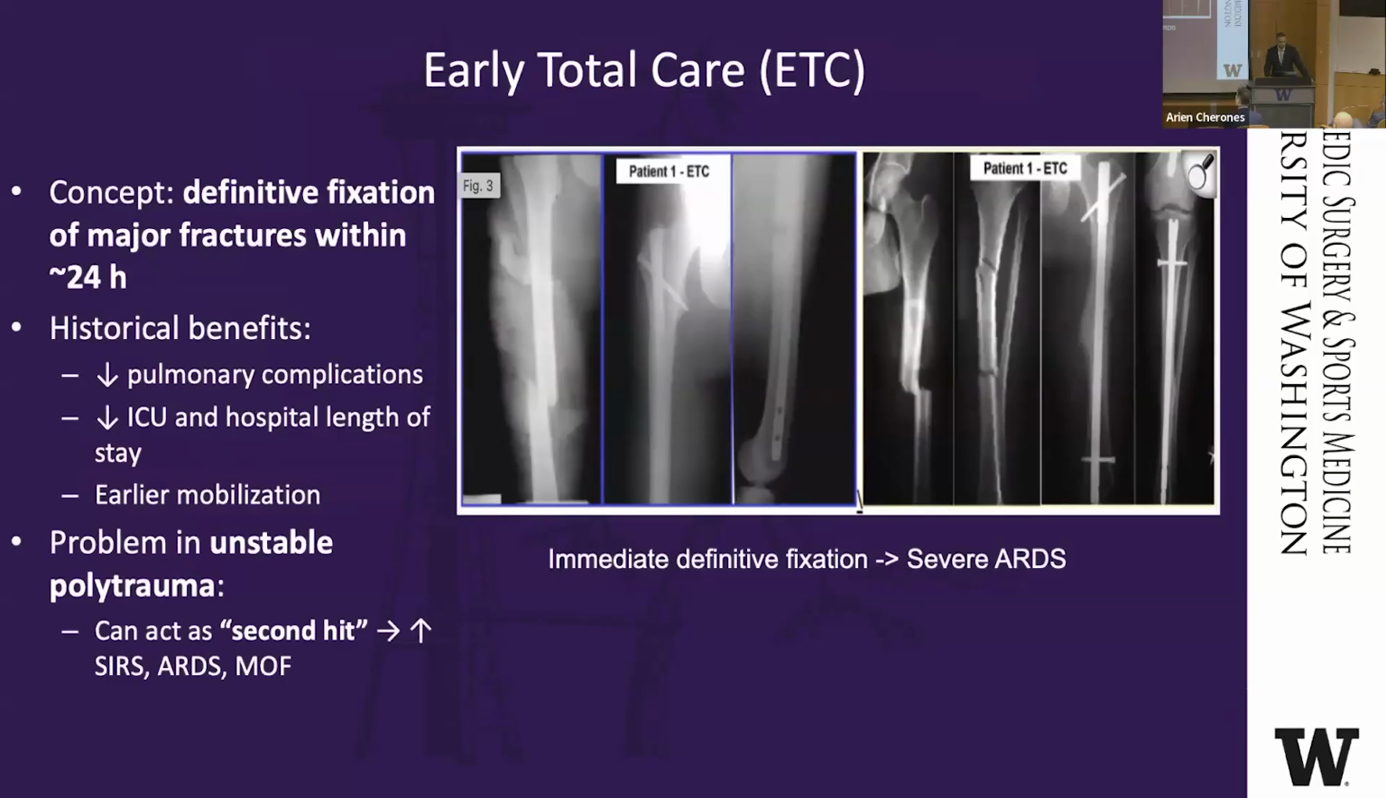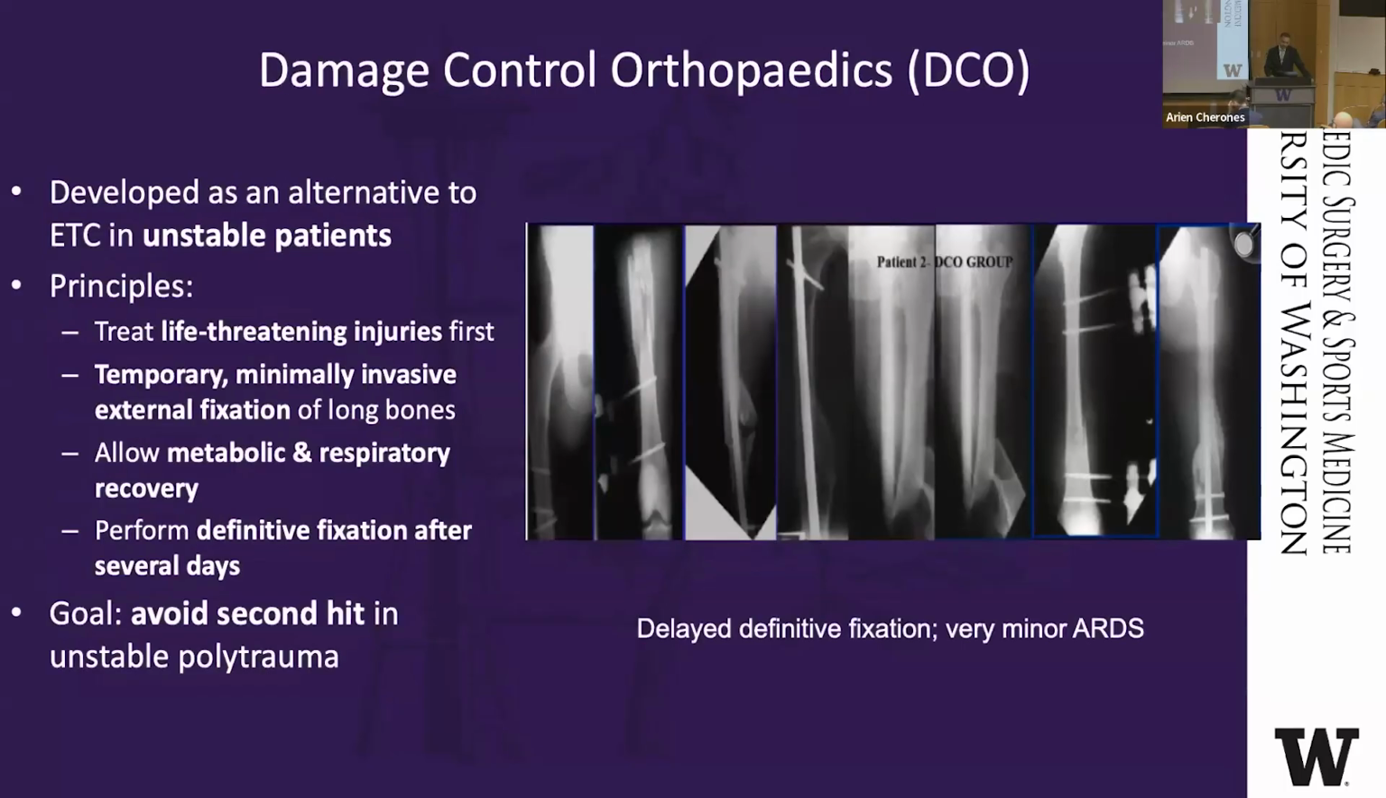So what's early total care? It's a concept of definitive fixation of any major polytraumatic injuries, typically long bone fractures, within 24 hours. Typically, if the patient's appropriate, this has led to decreased pulmonary complications and lower ICU and hospital length of stay, as well as allowing these patients to mobilize better, which overall decreases their mortality rate. Now, this early total care becomes problematic in unstable patients, because this is what can lead to that second hit phenomenon, and this could have devastating effects on their long-term care and mortality.